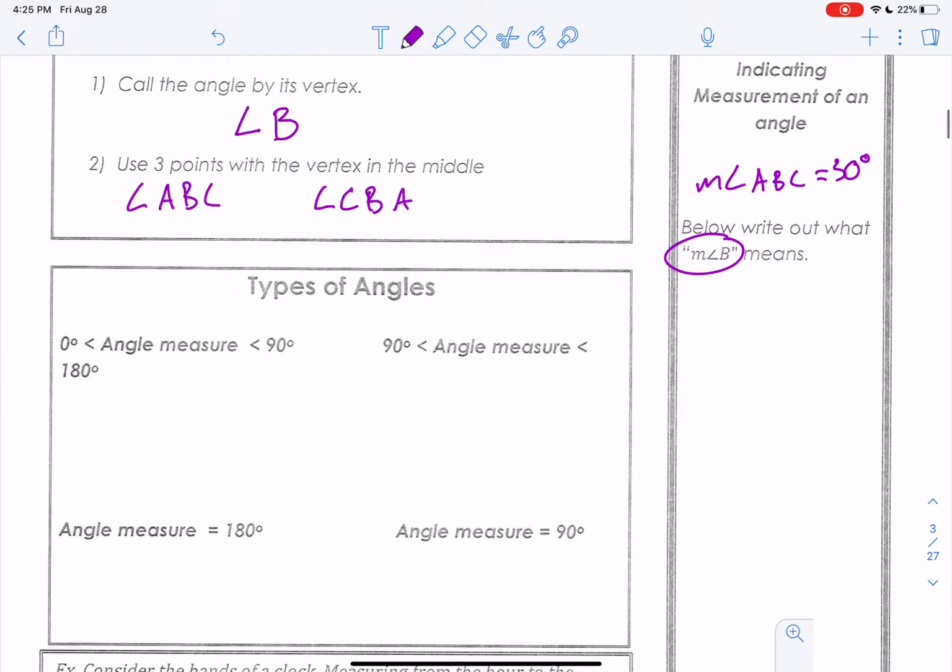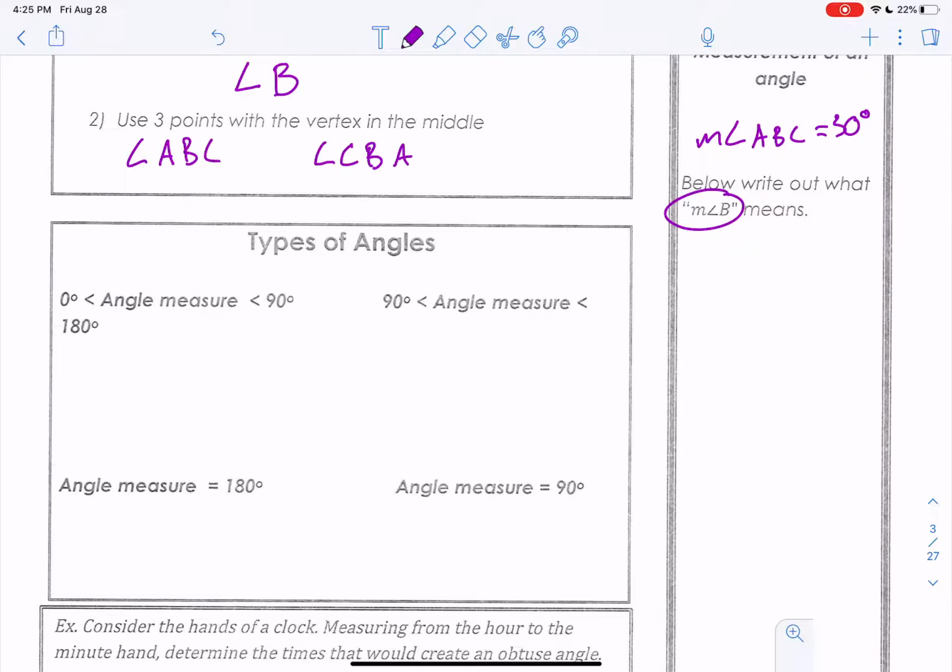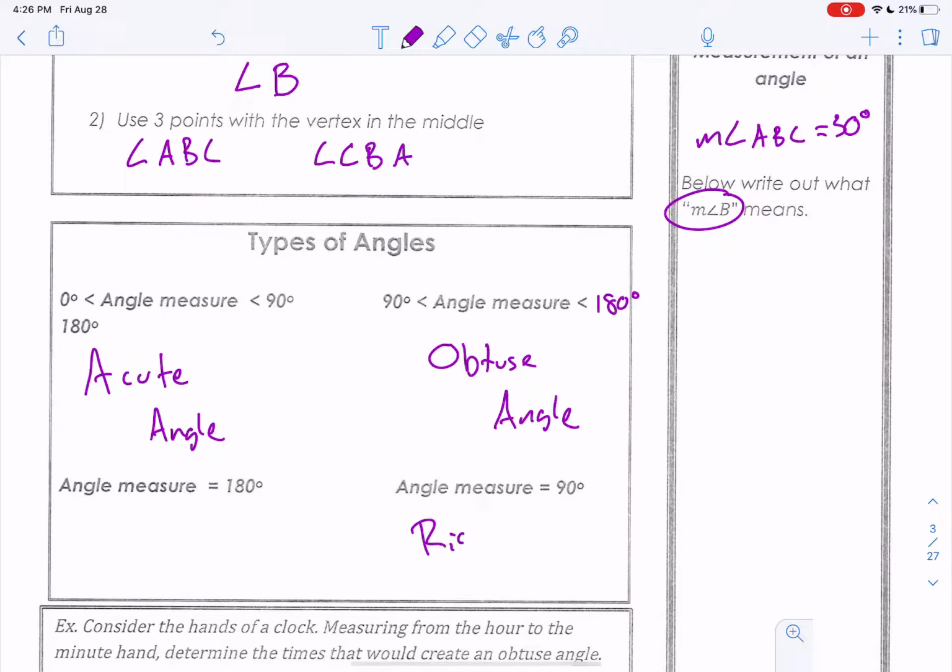As I'm sure you know, we have four different types of angles. The first type is when an angle measures between 0 and 90 degrees. It has to be bigger than 0, we can't have an angle that's 0. If it's less than 90 degrees, this is what we call an acute angle. If we have an angle that's bigger than 90 degrees and less than 180 degrees, this is what we call an obtuse angle. If we have an angle that's exactly 90 degrees, right in the middle between acute and obtuse, that is what we call a right angle.